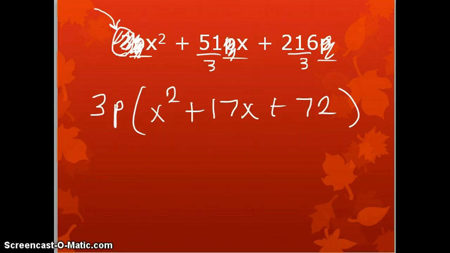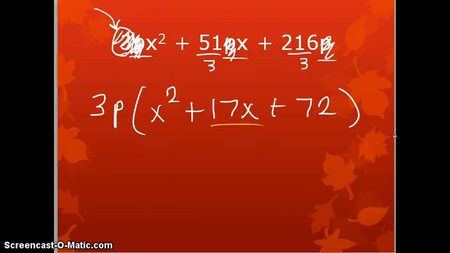So now I need to see what multiplies to 72 and then adds to 17. So I'm thinking to myself, I have to have some big numbers here in order to get to 17. So 72, I can do 2 and 36. Well, 2 plus 36 gets me 38. That doesn't work. Okay, then I have 6 and 12. 6 times 12 gives me 72. 6 plus 12 gives me 18. Hey, we're getting closer. But it doesn't work, so I got to keep going.